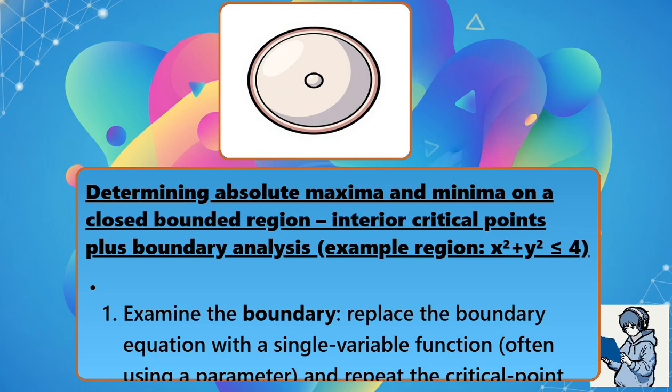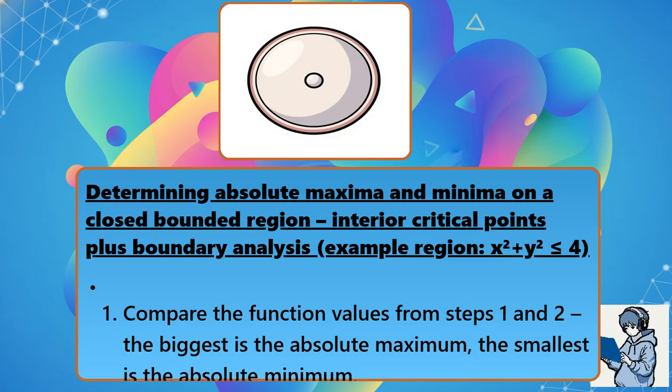Replace the boundary equation with a single variable function, often using a parameter, and repeat the critical point search on that curve. Step 3. Compare the function values from steps 1 and 2. The biggest is the absolute maximum. The smallest is the absolute minimum.